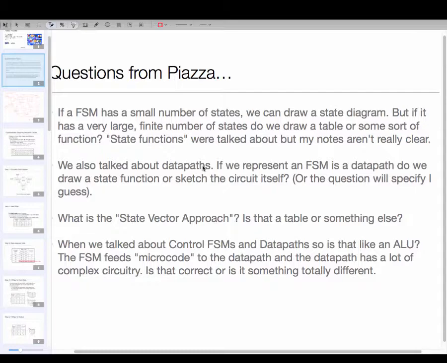So, okay. And the data path has a lot of complex circuitry. Is that correct or something totally different? Yeah, intuitive, roughly speaking, right? So most complicated designs are going to look like data path, which is handling kind of multi-bit stuff, and a controller, which is handling kind of complex flow of logic, the sequencing of the data path. So that's kind of what ends up happening.